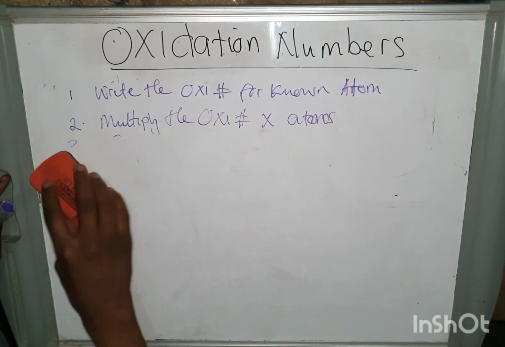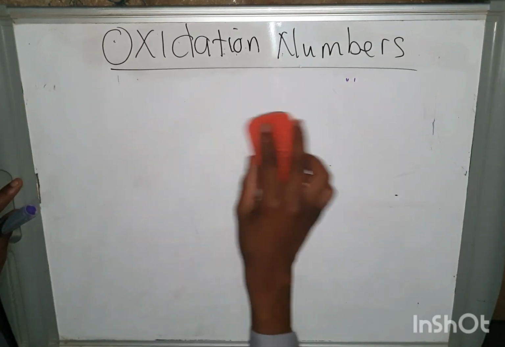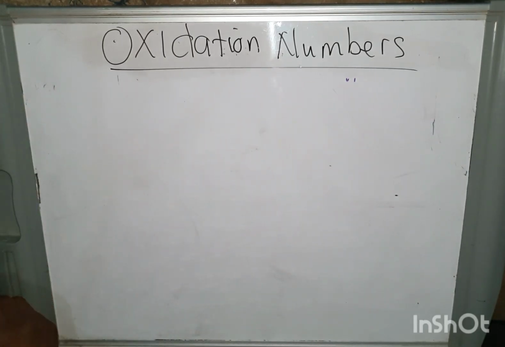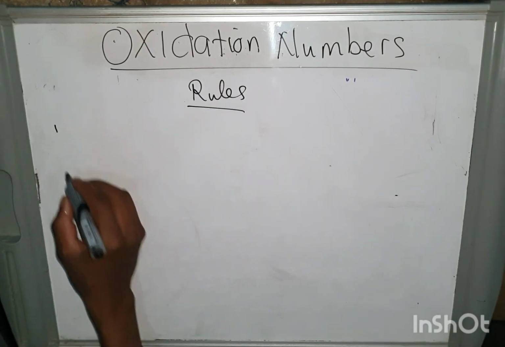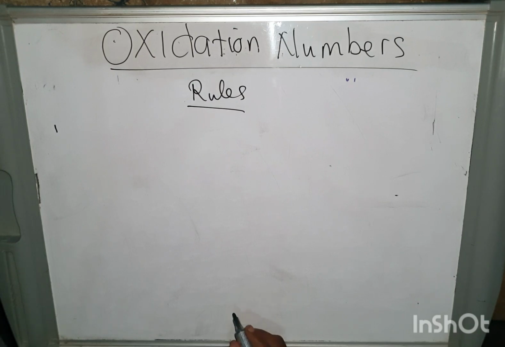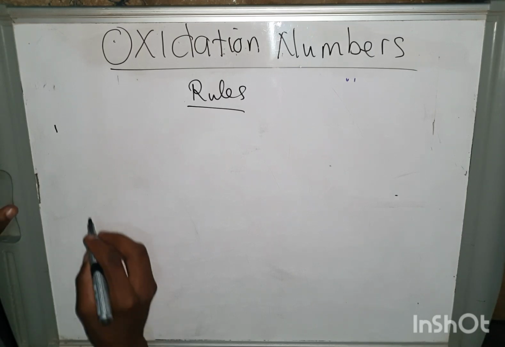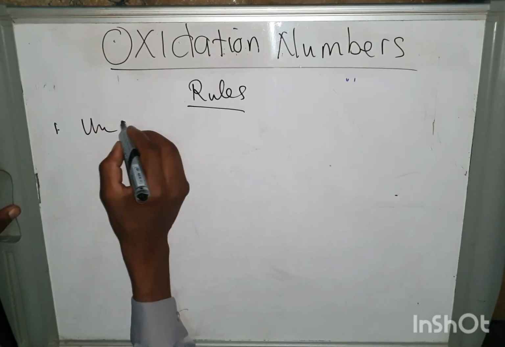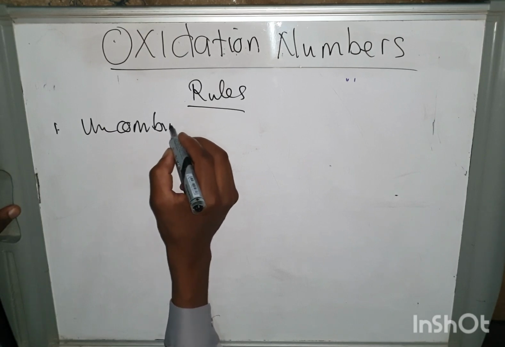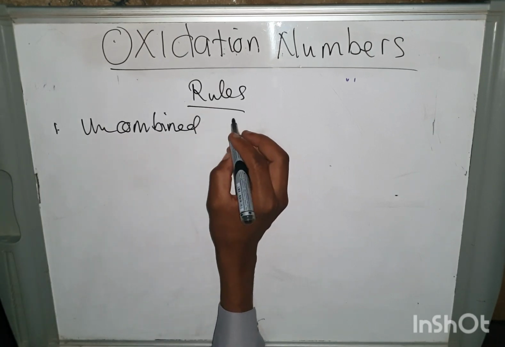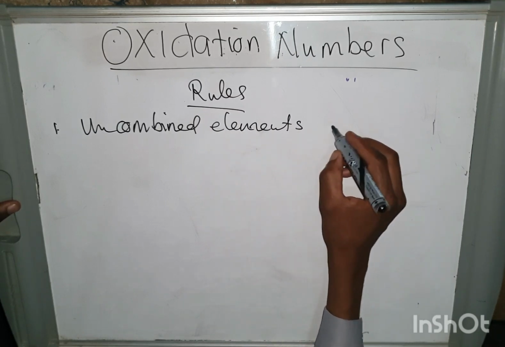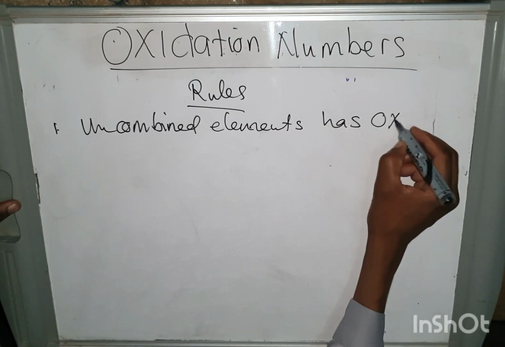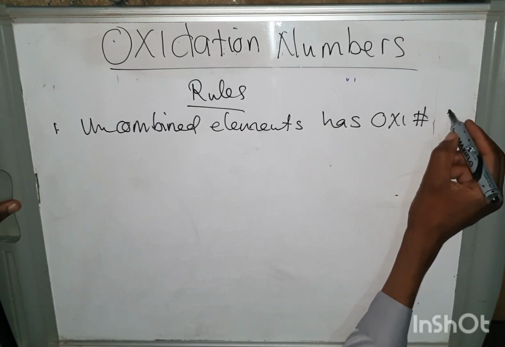Now we have some rules which you have to know when assigning oxidation numbers. These are very, very important. Rule number 1: all uncombined elements have the oxidation number of 0.